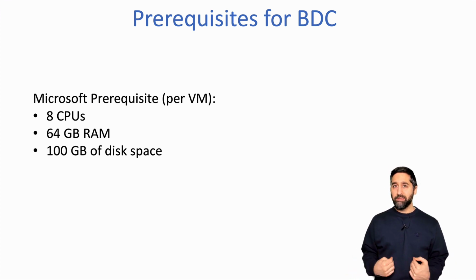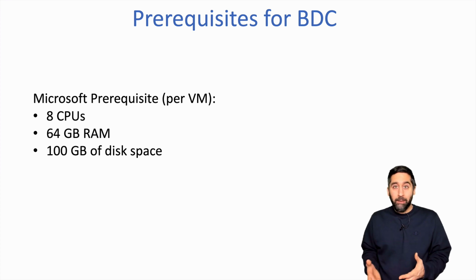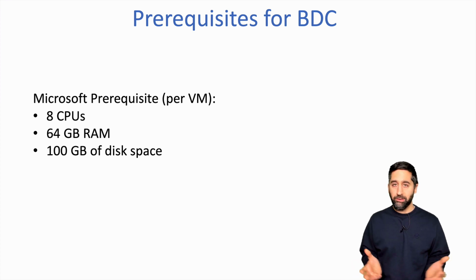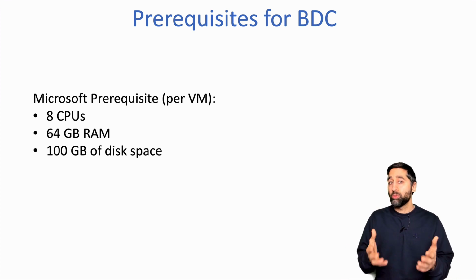Now, I don't have that compute power. I don't have that much memory on my laptop. I have a Surface Book. I have a Mac Mini. I don't have 64 gigabytes of RAM. I don't have 8 CPUs. So what did I do?